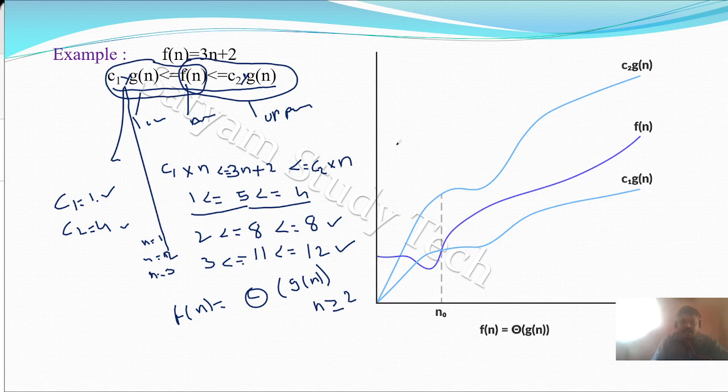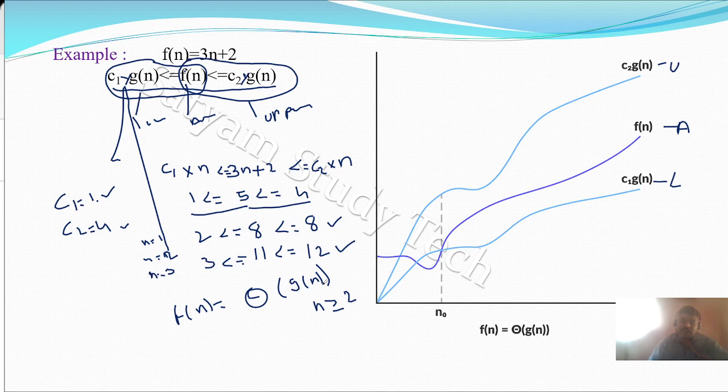Now you can see C1 into g of n is the lower bound. Here f of n is the average bound. Here C2 into g of n is the upper bound. So this is the theta notation.